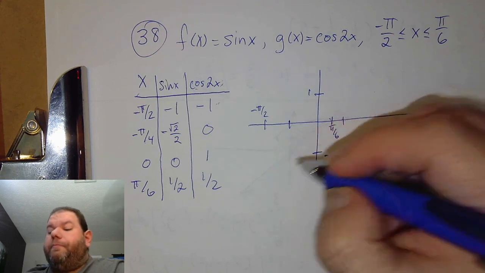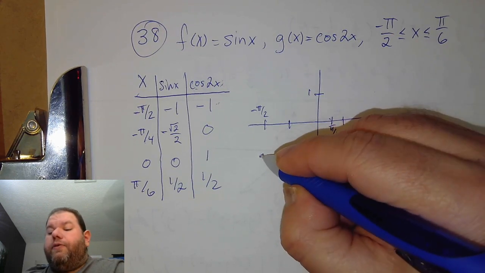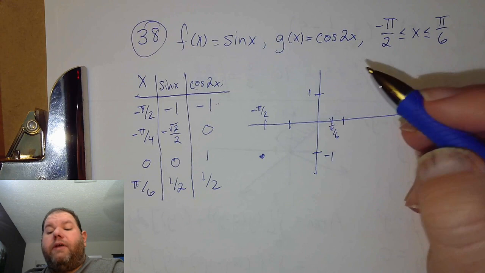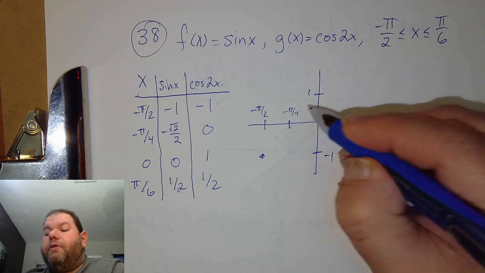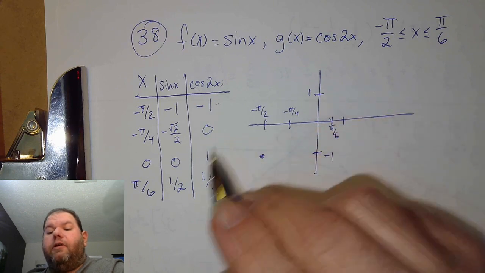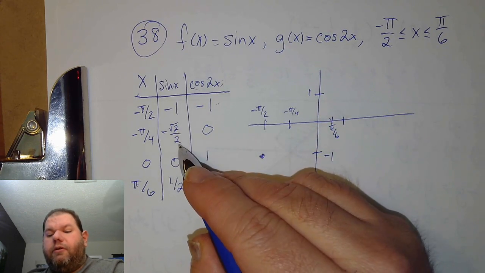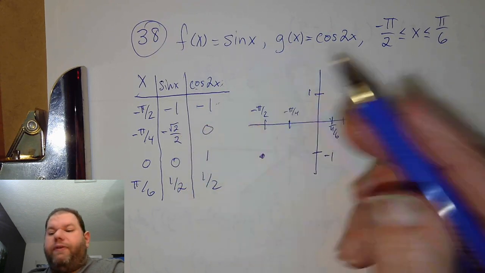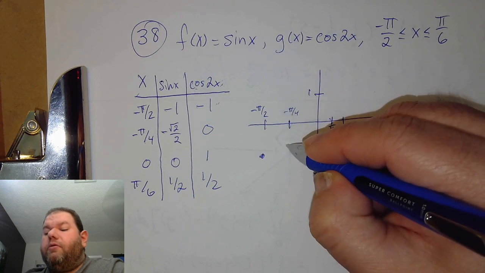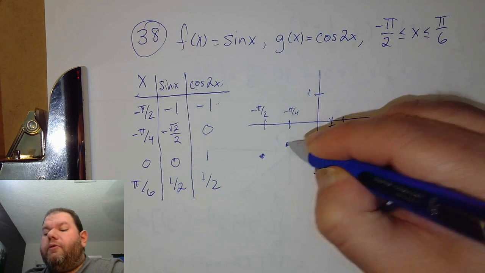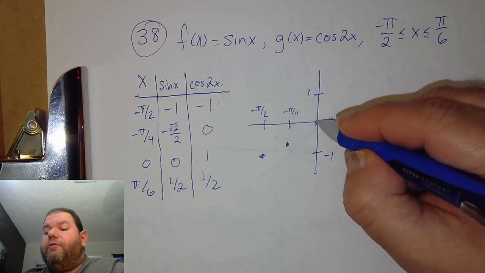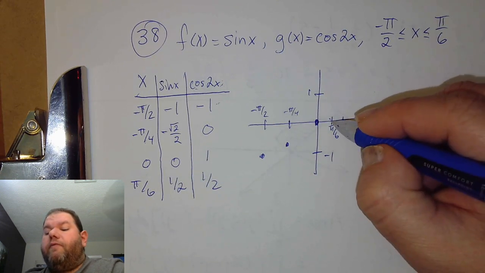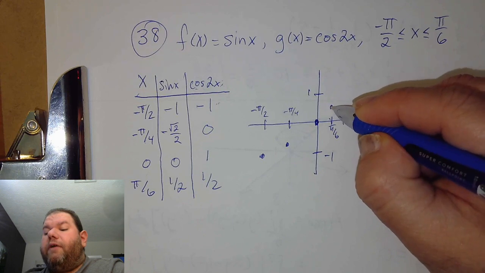Okay, so both graphs start at negative 1. Now sine of x at negative pi over 4 has a value of negative square root 2 over 2, which is about negative 0.7. We'll eyeball where that is. Goes through 0, 0, and at pi over 6 it has a value of 1/2.